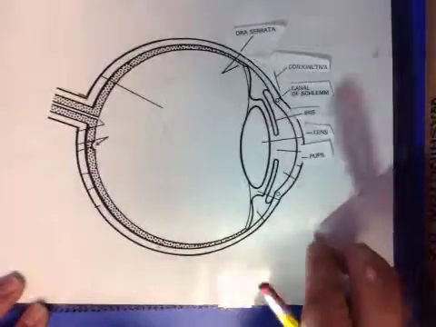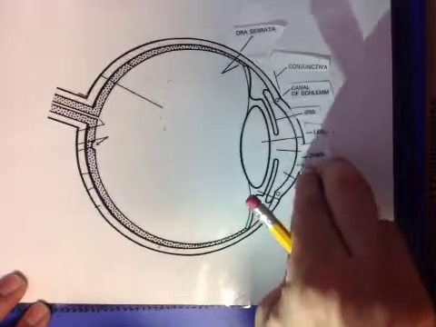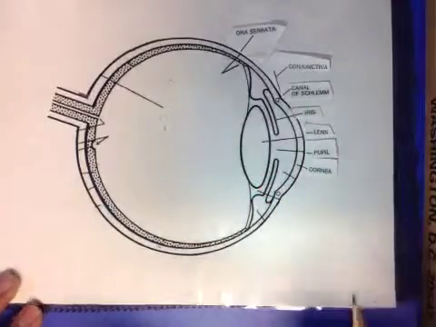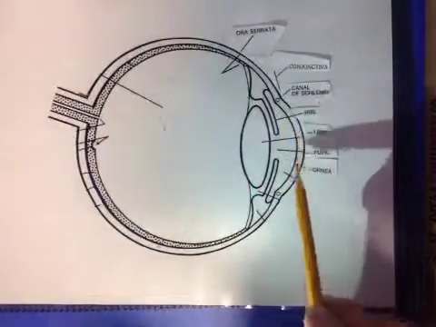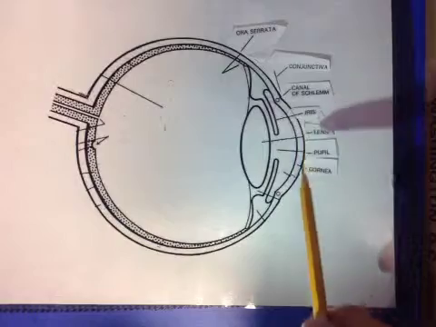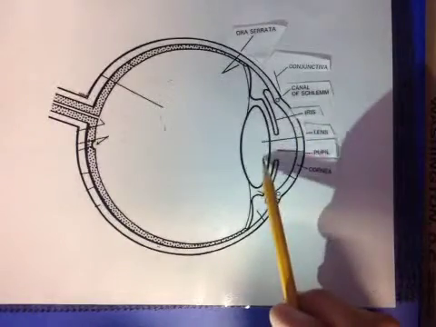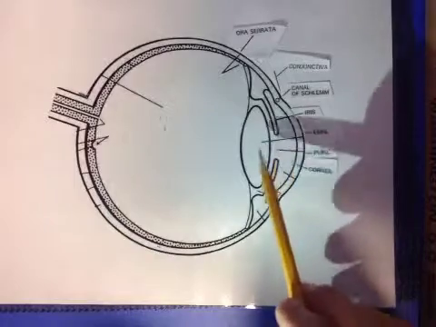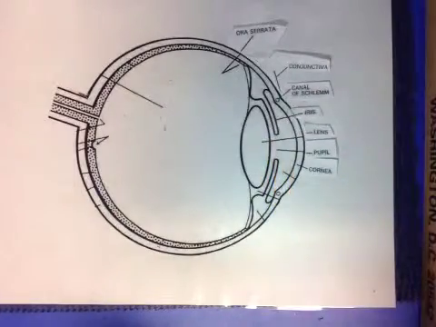Next is the cornea, which is the outer clear part of the eye. It protects the eye and works with the lens to adjust light and refract light to focus images on the retina.